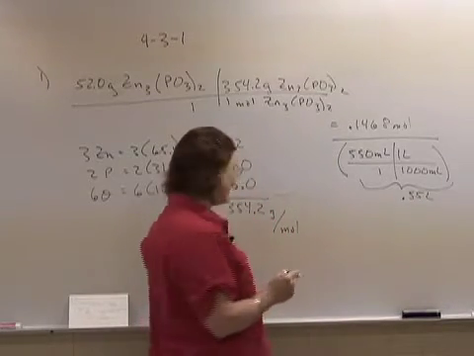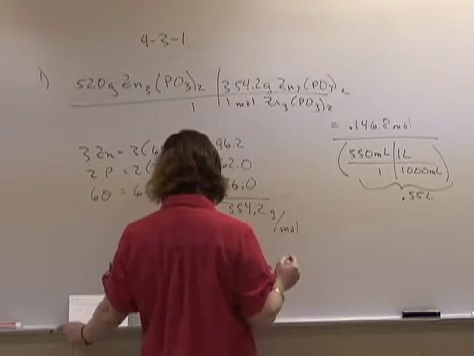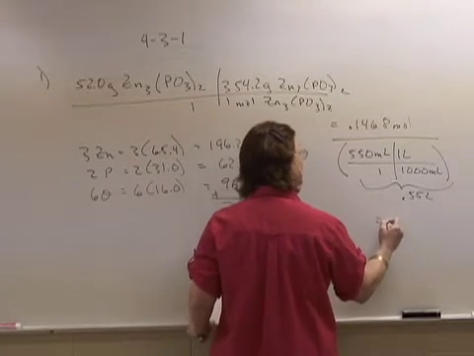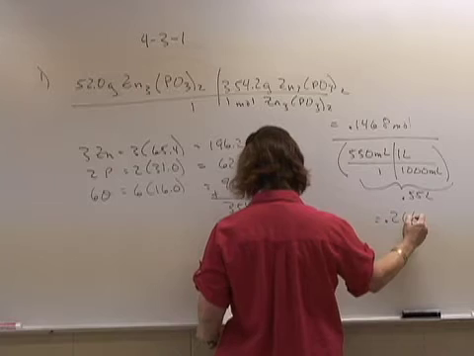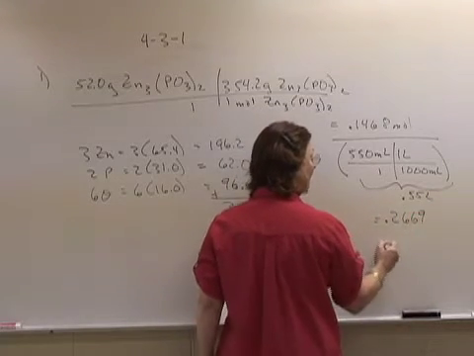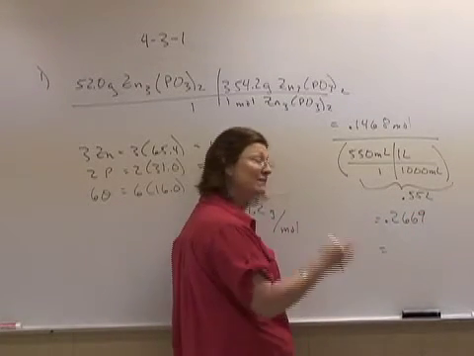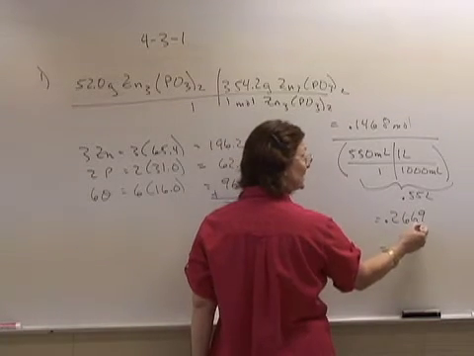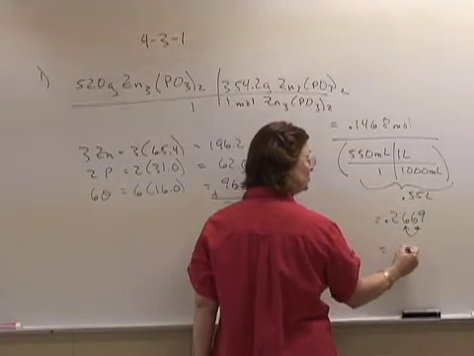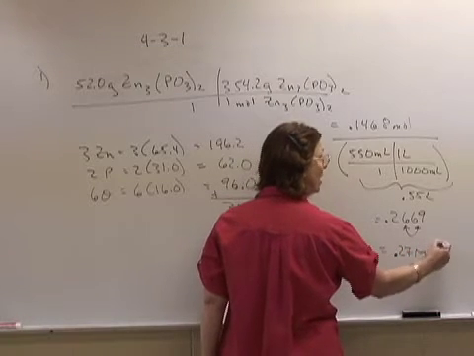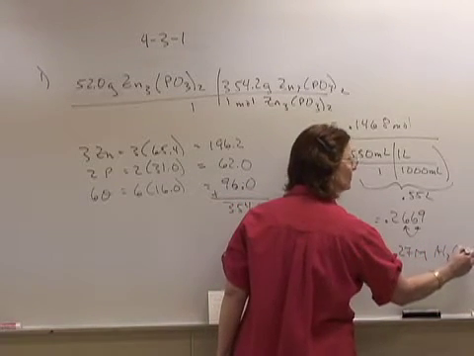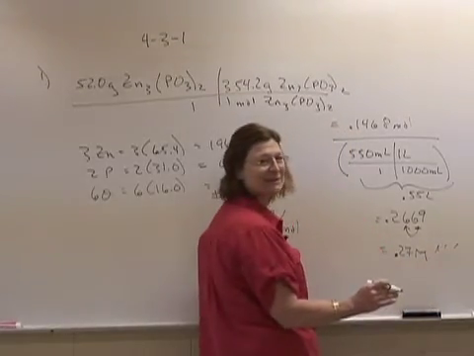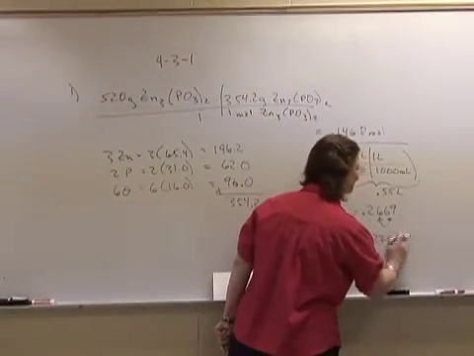Now when we do the math here, we get 0.2669. I want 2 significant digits, and even though this is not my final answer, I'm going to use it. So this 6 rounds up, and I get 0.27 molar of the aluminum phosphate. Not aluminum, silly me, zinc phosphate.